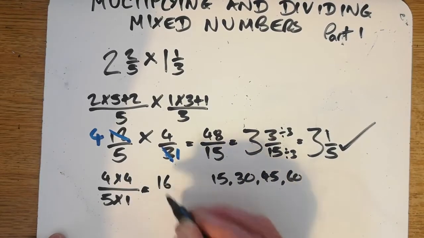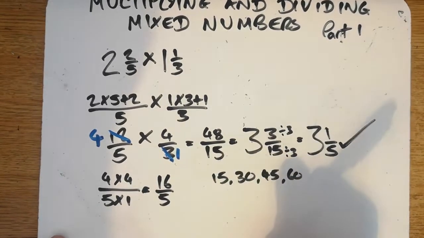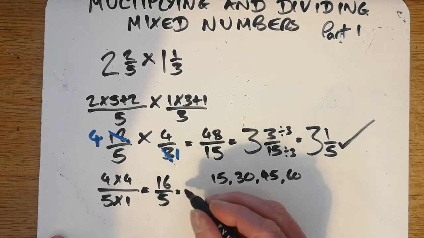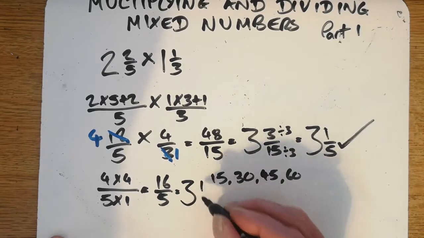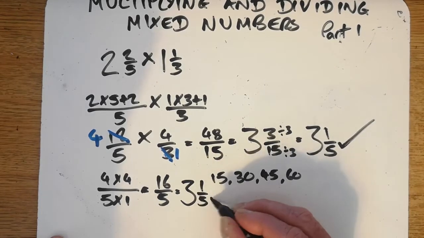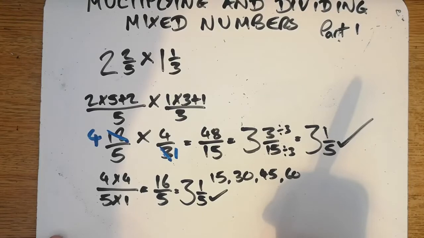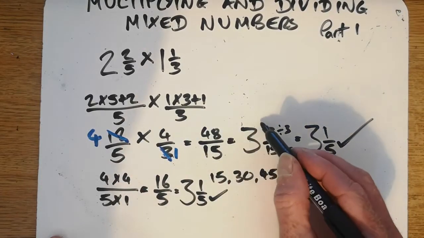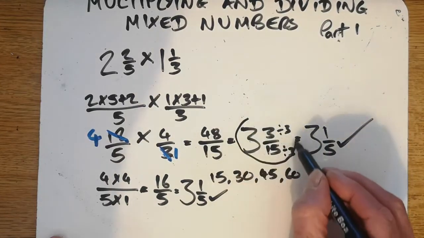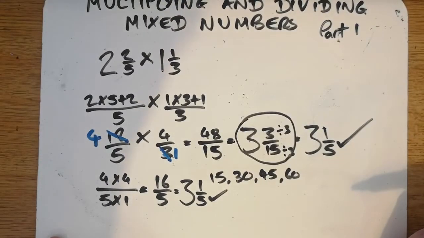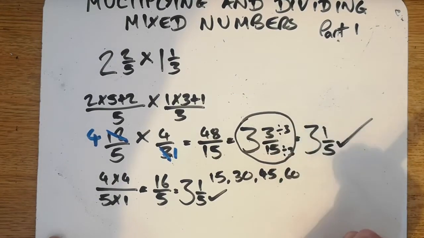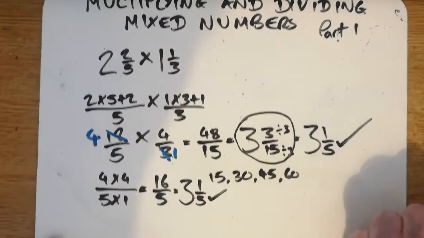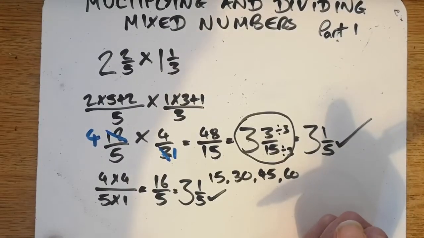4 times 4 is 16, 5 times 1 is 5, and if I think about 16 over 5, 5 goes into 16 3 times, with 1 left over, I end up with 3 1/5. So all it does, by doing this diagonal cancellation bit, is knock out that step. You haven't got to bother cancelling it down and making it into a smaller fraction. It just makes it easier to do. If you spot it, brilliant. If you don't, worry about it. You still end up with the same answer.